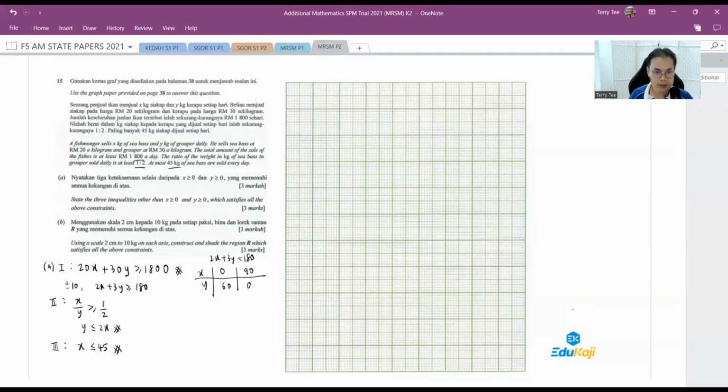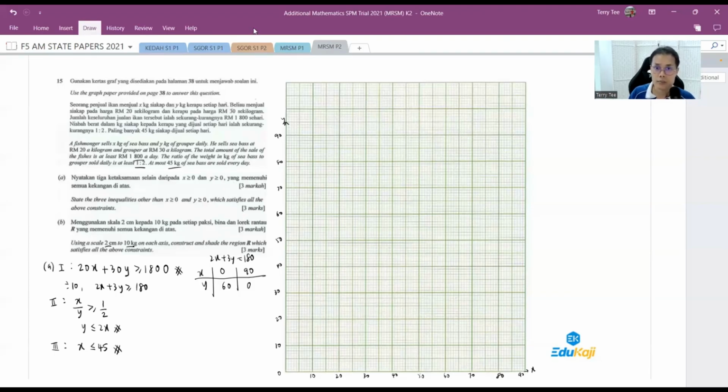All right. Let me label this first because we are supposed to draw the graph using a scale of 2 cm to 10 kg. So this is 10, 20, 30, 40, 50, 60, 70, 80, 90. This will be x value 10, 20, 30, 40, 50, 60, 70, 80. I think 90 is enough. So there you go.